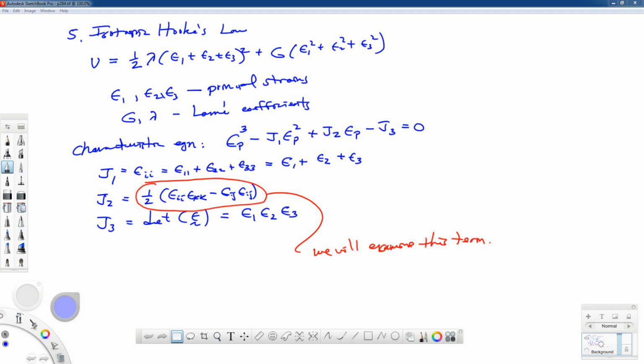Now, the other notational issue that we have is that some people call J2 the second invariant of the deviatoric stress tensor and use it in plasticity theory. We've got to pick something to call our strain tensor invariant. We're going to call it J2. So don't confuse that with some of our previous discussions on the deviatoric stress tensor.